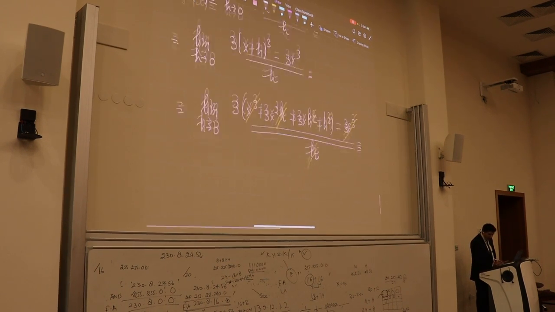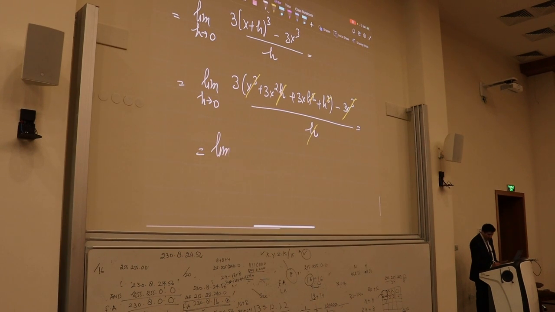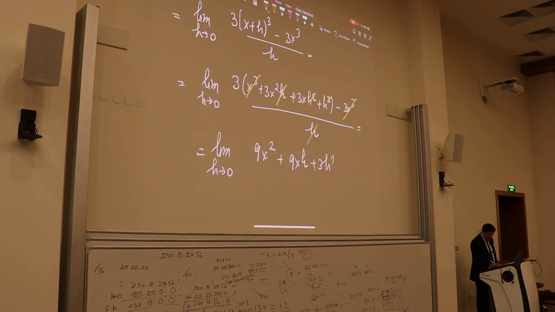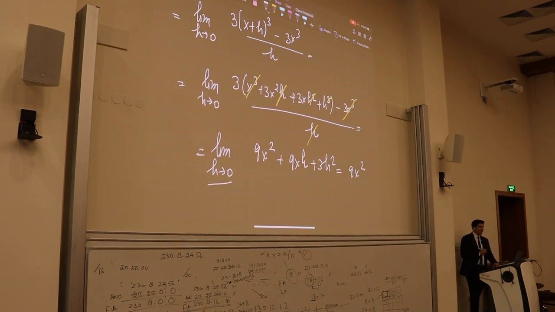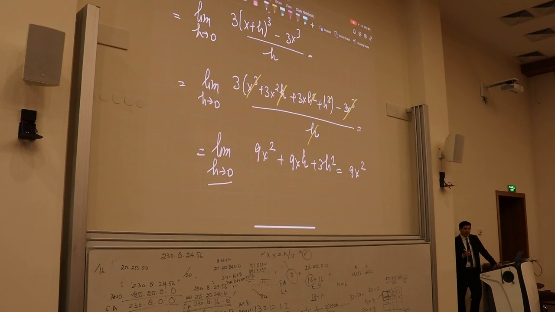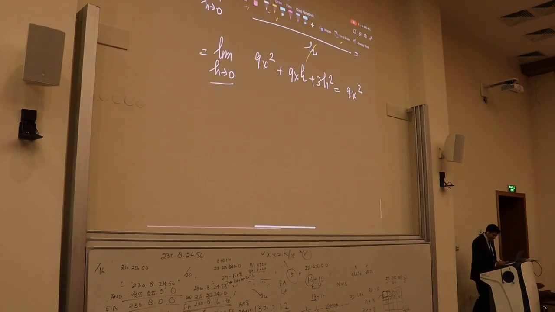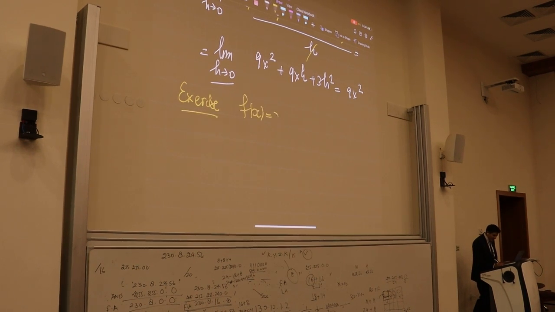And what I will have here is the limit of h goes to 0 of 9x squared plus 9xh plus 3h squared. So this is going to be equal to 9x squared as h goes to 0. Okay, I think it is not so difficult for you, right? So I think we're ready to prove the derivative of x to the power of n.